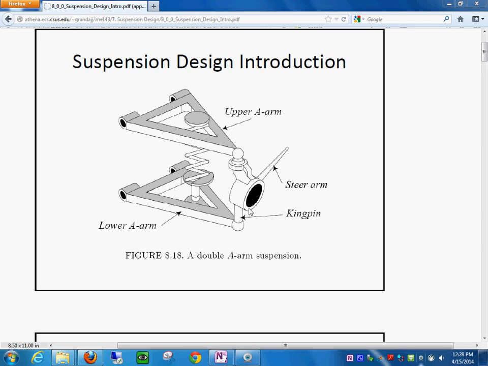And on the side, at the end here, this is the steering wheel. So you have a kingpin in here that goes into the control arm, the upper and the lower. And then this whole thing is called a double A-arm suspension. Very common in American cars.